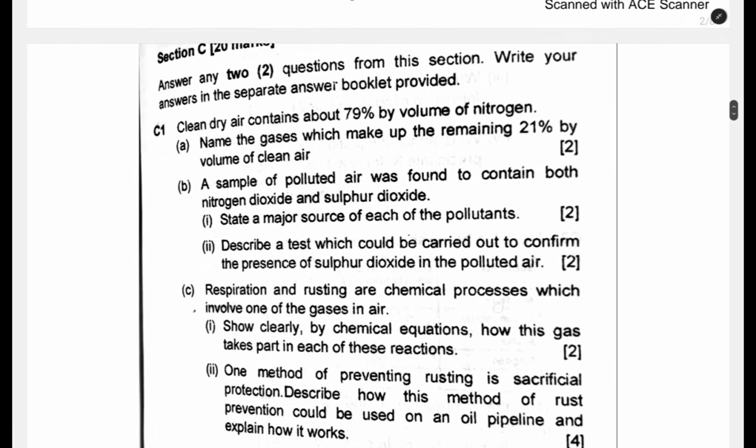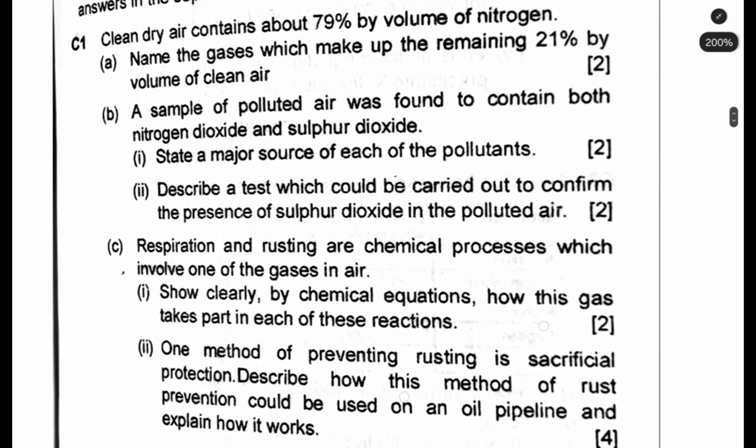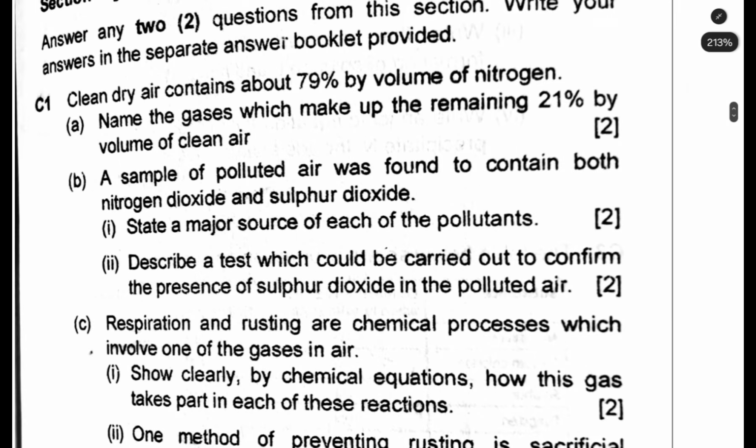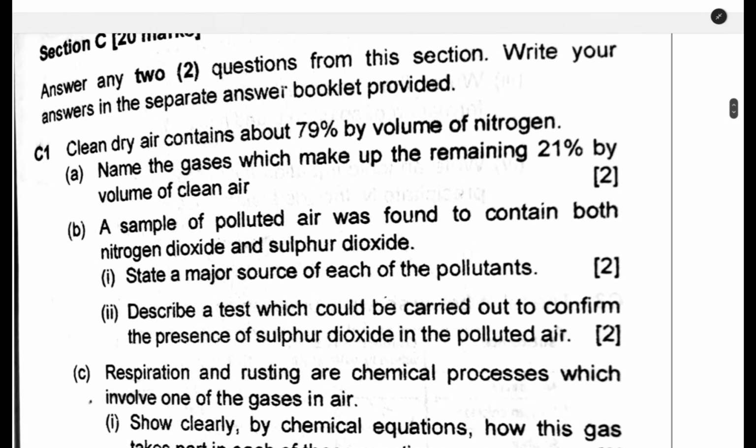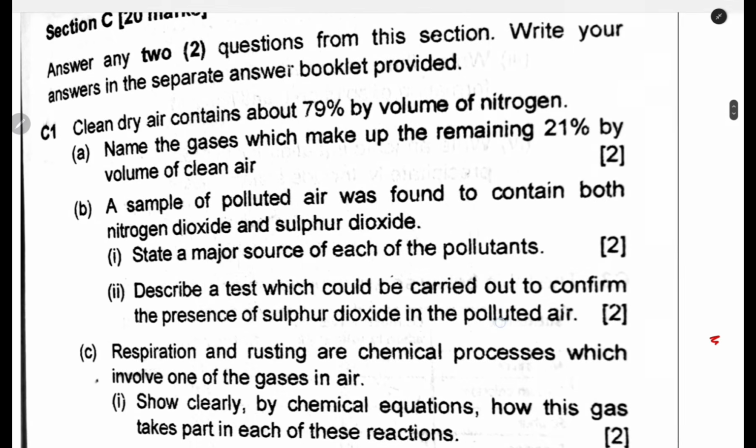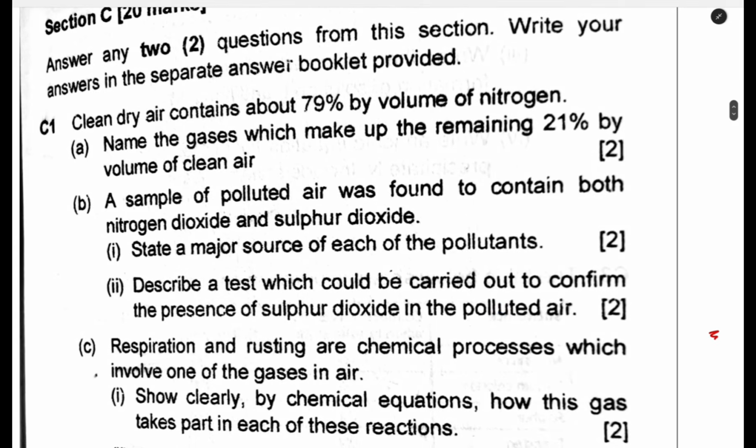Then the other question that we can look at is this one, that is from section C. So one of the questions that came in section C this particular year, and as you can see, in section C you are required to answer only 2 questions out of the questions that are given. And this is C1. Clean, dry air contains about 79% by volume of nitrogen.